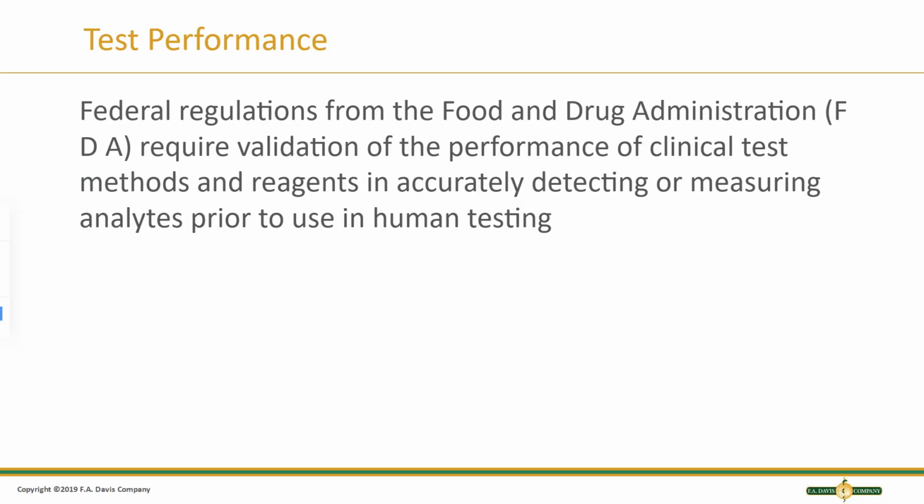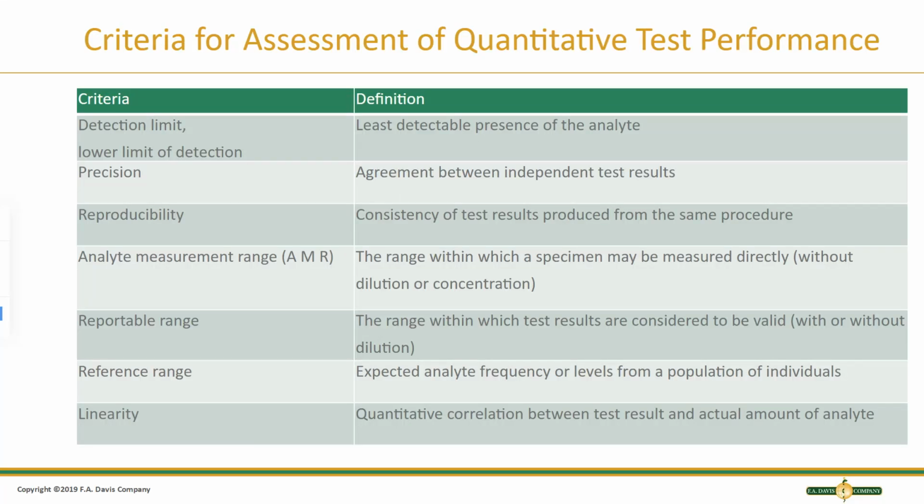Federal regulations from the FDA require validation of the performance of clinical test methods and reagents in accurately detecting or measuring analytes prior to use in human testing. So, the criteria and definitions are listed here. Detection limit, or lower limit of detection, is the least detectable presence of the analyte. Precision is the agreement between independent test results. So, are we getting the same value every time?